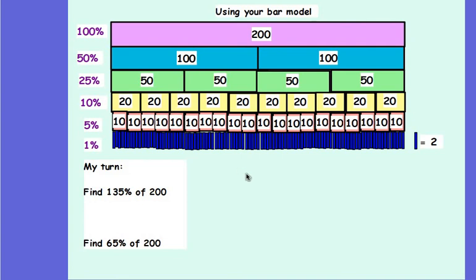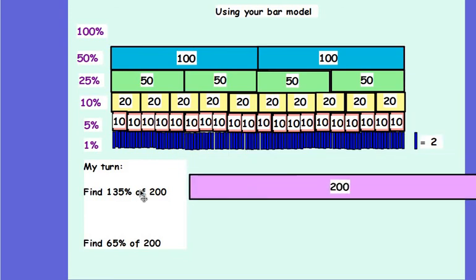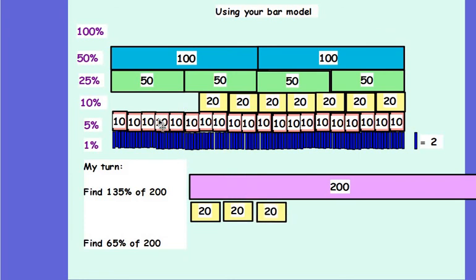So the bar model we did at the beginning of the lesson, I want you to turn back to it and have a look. Let's use this bar model to work out some percentages. If I want to find 135% of 200, I need 100%. I need 30%, which would be 3 lots of my 10%. 1, 2, 3. And I'd need a 5%. There it is. So altogether I've got 270. So 135% of 200 is 270.